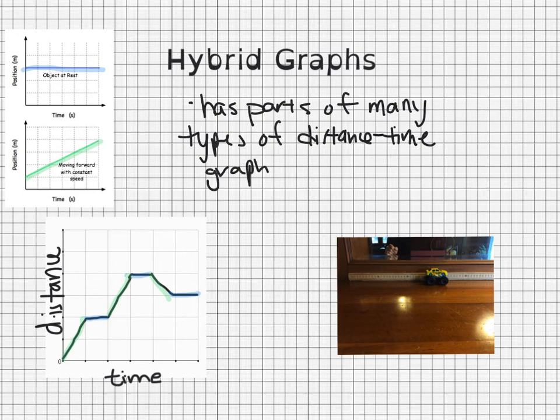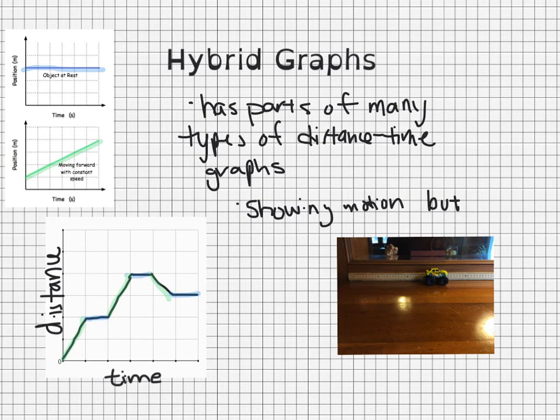All right, so it has many types of distance time graphs, many parts of the different types of distance time graphs, and it's still showing motion over time, like the rest of them. The difference is it's not going to be constant. So everything that we've done, the object at rest, that's constant. It's still at rest the whole time.